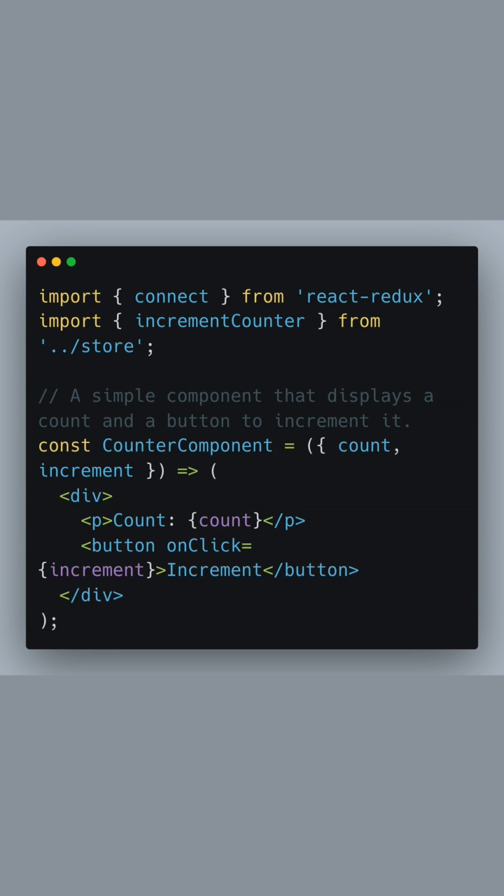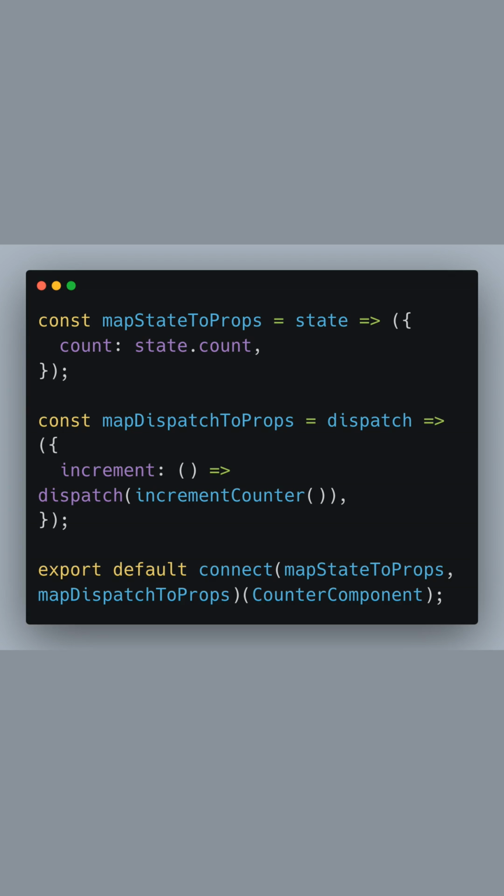Now let's create our counter component. We import connect from React Redux and our incrementCounter action creator from the store. The Counter component is a functional component that takes count and increment as props. It displays the count value and a button that, when clicked, will trigger the increment function. In order to connect our component to the Redux store, we define mapStateToProps, which takes the entire state and returns an object with the count value, allowing our component to access it.